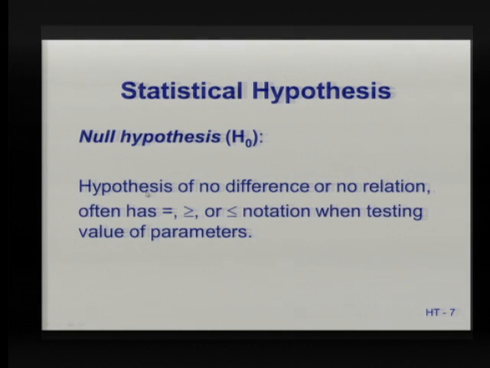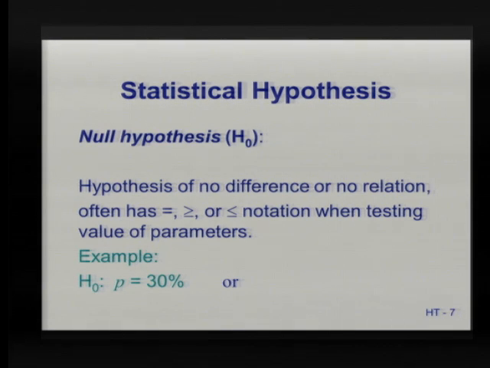If you try to use a mathematical expression to denote this hypothesis, usually you have an equal sign if there is a value you're comparing with. Either a plain equal sign, or greater than or equal, less than or equal notation in your null hypothesis. So for example, if the proportion of people in favor of a candidate is 30% or not, the null hypothesis will be equal to 30%.